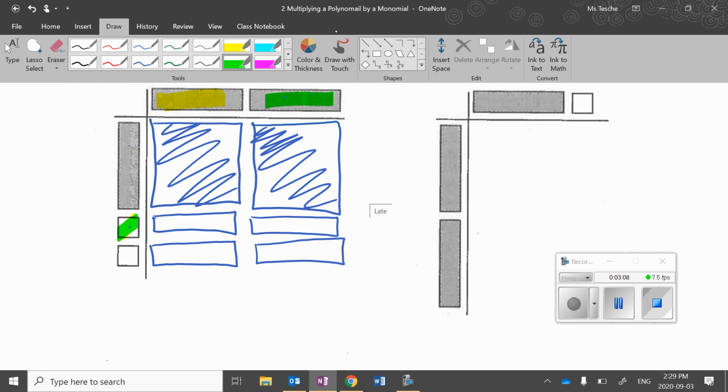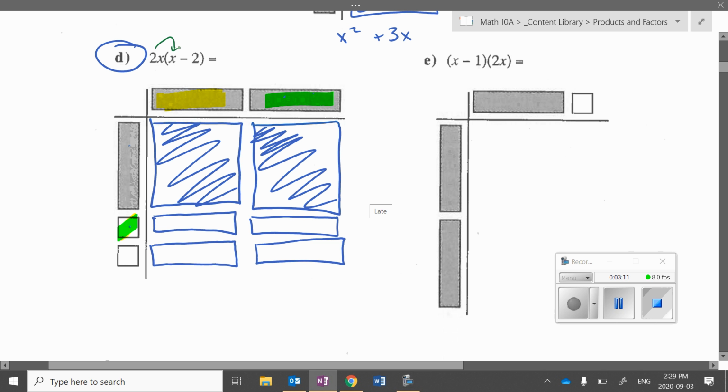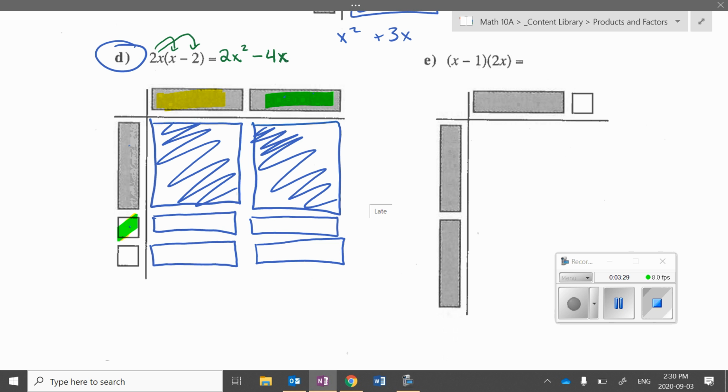That I would also just think you're going 2x times x, which gives us our 2x squared tiles, 2x times minus 2, which gives us minus 4x. Is that okay? Groovy. Okay, let's turn the page.